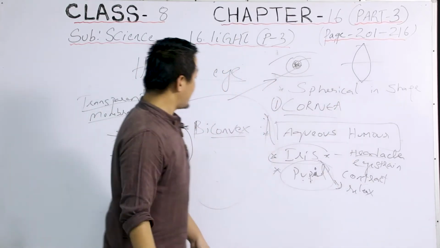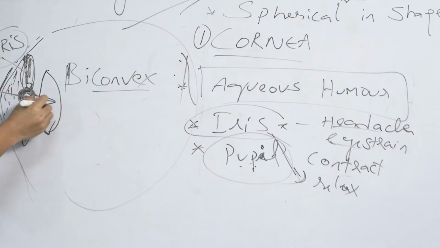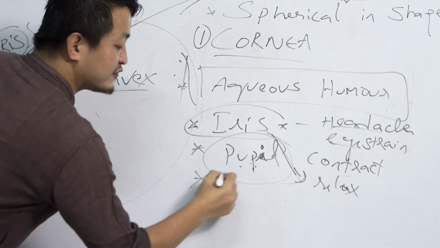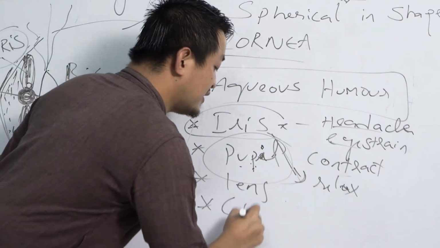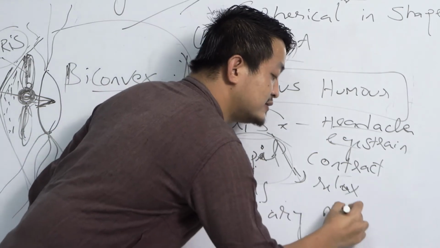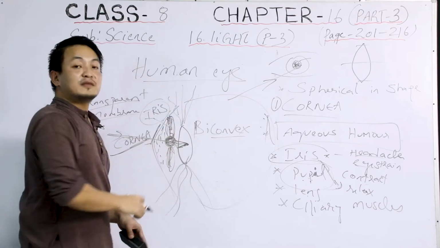Thicker at the center. Now see, light enters our eye through this pupil, and from here there is a convex lens. So after the pupil we have the lens, and now here we have muscles. Do you know the name of those muscles? That is ciliary muscles.